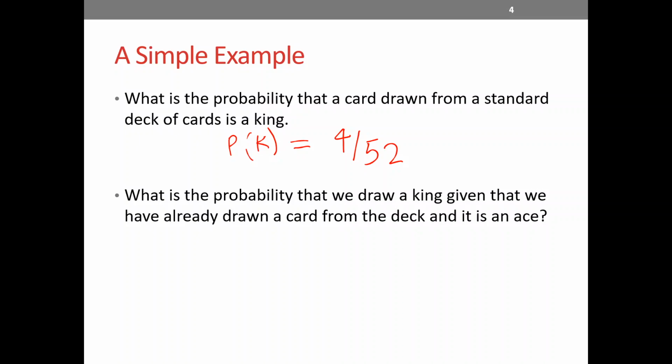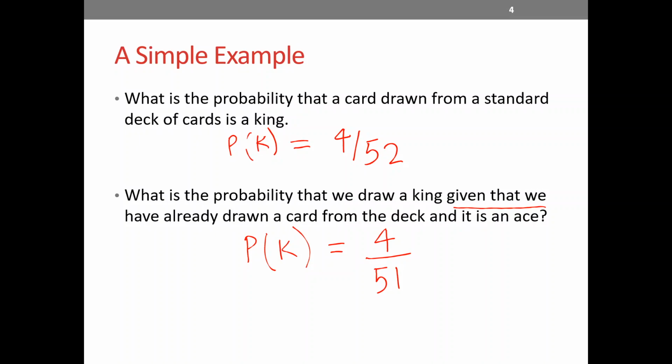Now, what is the probability that we draw a king given that we've already drawn a card from the deck and it is an ace? Now, we are given some additional information that obviously we did not have earlier, right? And now we have to utilize that in order to find the probability of drawing a king, right? In this particular problem, it's still easy because I can just go ahead and say that the 4 kings are still there in that deck. So it'll still be 4, but my sample space is going to be 51. Why? Because I've already drawn an ace and that shrunk my sample space to something else, right?